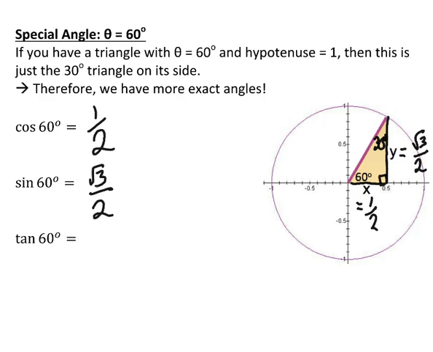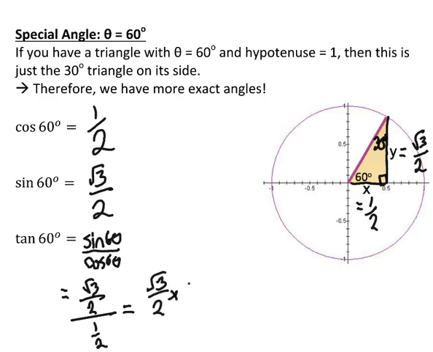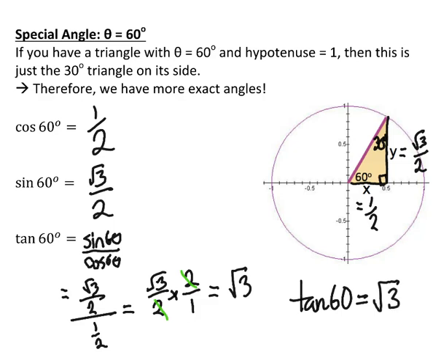And tan of 60 must be sine of 60 divided by cos of 60, which is going to be equal to the sine, which is root 3 over 2, divided by cos, which is a half. So we keep the first fraction the same, root 3 over 2, and we multiply by the bottom fraction flipped upside down, which is 2 over 1. We'll notice that the 2's cancel, and we get just root 3 over 1, or root 3. So tan of 60 is equal to root 3.